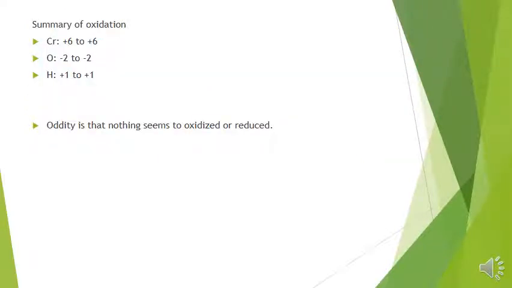So chromium goes from plus 6 to plus 6, so it looks like nothing happens to it in terms of oxidation reduction. Oxygen, same thing, and hydrogen, same thing. So that's really odd, because it doesn't seem like anything's being oxidized and reduced.